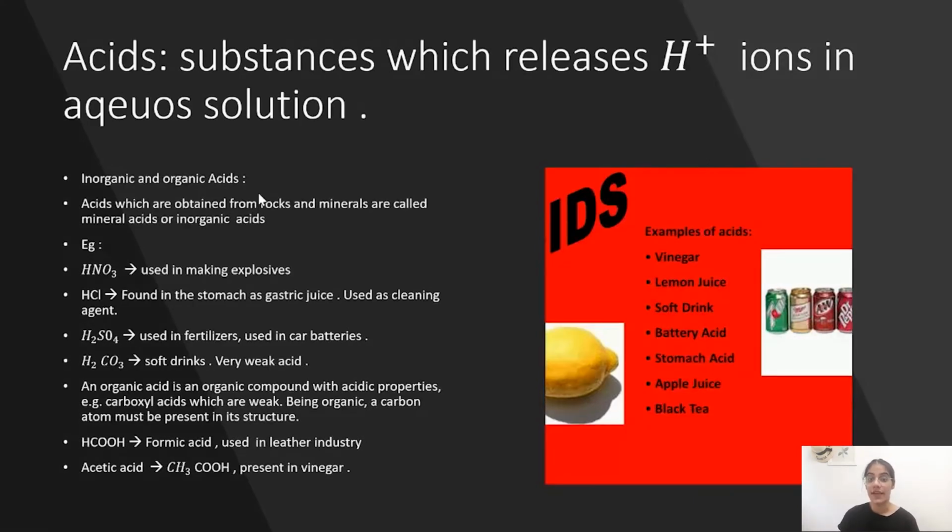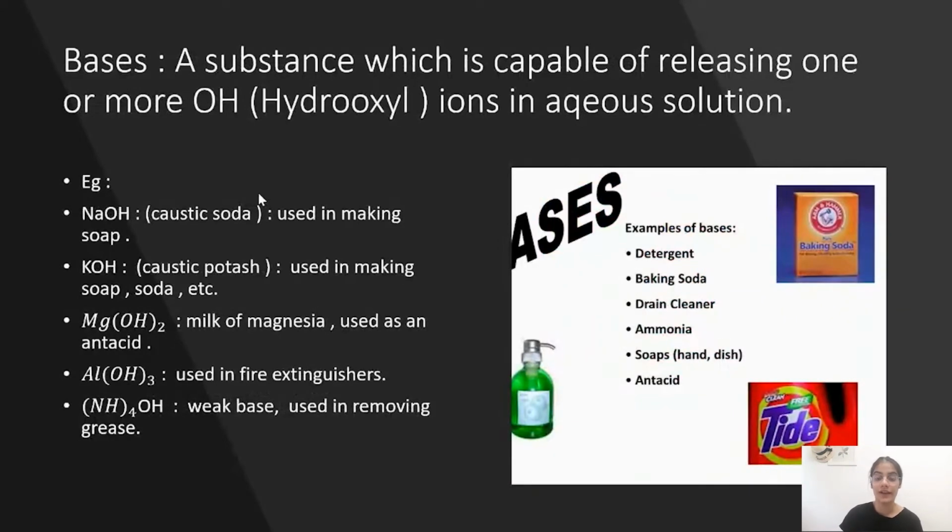Now, bases. Bases are substances which are capable of releasing hydroxyl ions, OH- ions, in an aqueous solution. If acids release H+ ions, bases release OH- ions in aqueous solutions. The strongest base is caustic soda, or sodium hydroxide, with the formula NaOH. When this base dissociates in an aqueous solution, the two ions formed are Na+ and OH-, and OH- is the hydroxyl ion that we were talking about.